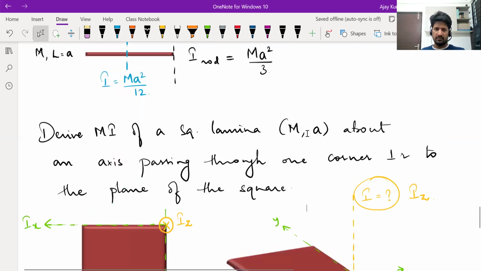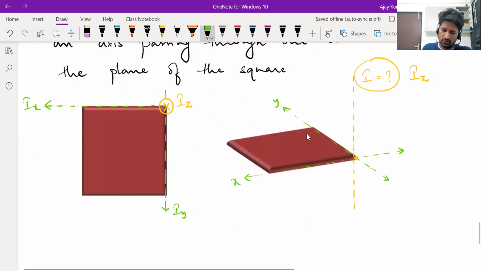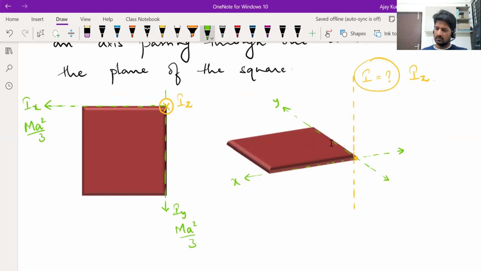Ma square by 3. So we know Ix, Iy, both of them are ma square by 3 and ma square by 3. Therefore, about that perpendicular axis, Iz becomes Ix plus Iy. The answer is 2 ma square by 3. So you have to think like this. You have to use one of the ideas to get to the answer. And there are only 3 ideas that we have discussed till now: that sliding idea, parallel axis theorem, and perpendicular axis theorem.